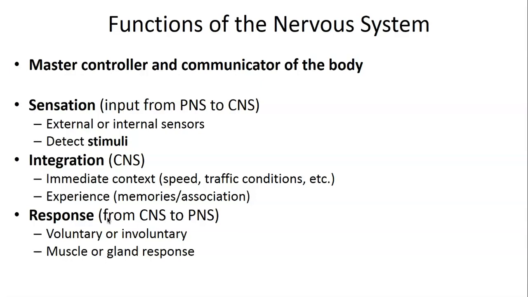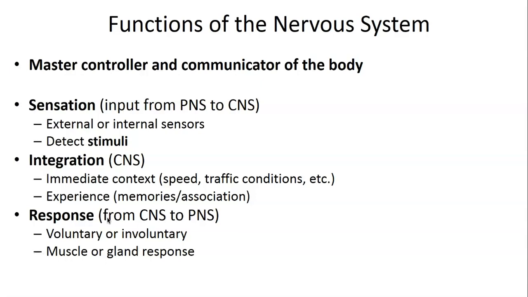Responses can be divided into those that are voluntary, remember, like conscious voluntary control of skeletal muscle, and those that are involuntary, like digestion, regulation of cardiac muscle, activation of your sweat glands, etc. Voluntary responses are going to be governed by the somatic nervous system, which we're going to talk about in just a second, and involuntary responses are governed by the autonomic nervous system, which we're going to go over in the next section.